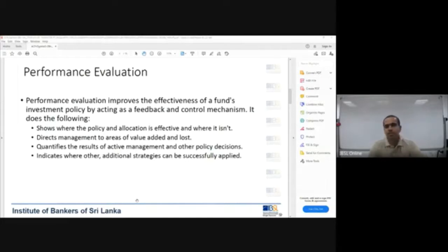And so this is the main reason to evaluate performance, because it acts as a control mechanism, as a feedback mechanism. It gives you indications of where you need to improve and what you are doing right. If you are doing something right, then how are you getting it right?